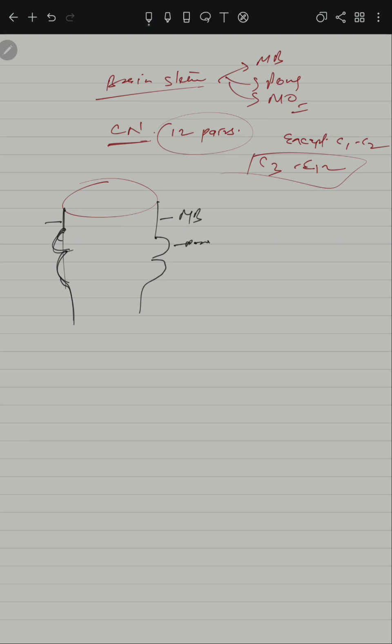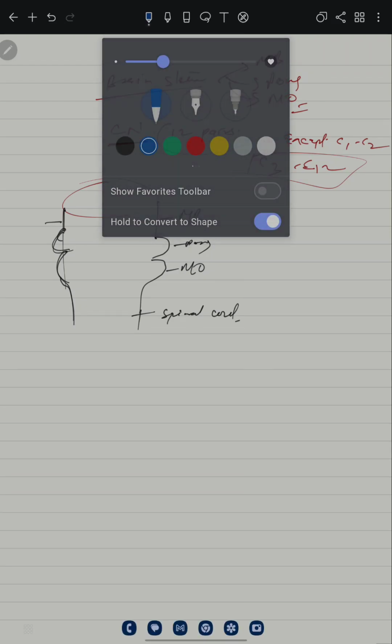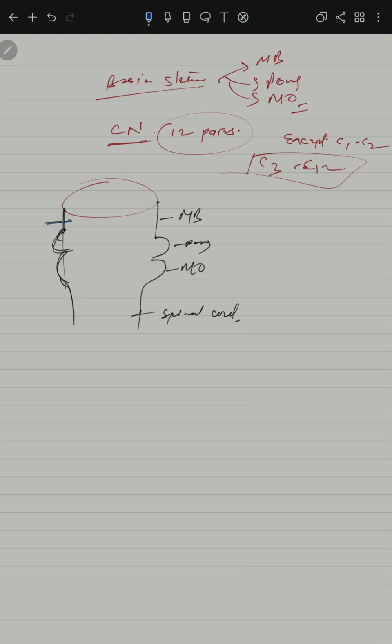Midbrain, pons, medulla oblongata. And this is the spinal cord. So, this is the third ventricle, here in the midbrain. And the fourth ventricle will also come in the midbrain, but it's posterior to the anterior, so it will move like this. And comes here fourth, and 5, 6, 7, and the 5 will be in the pons.